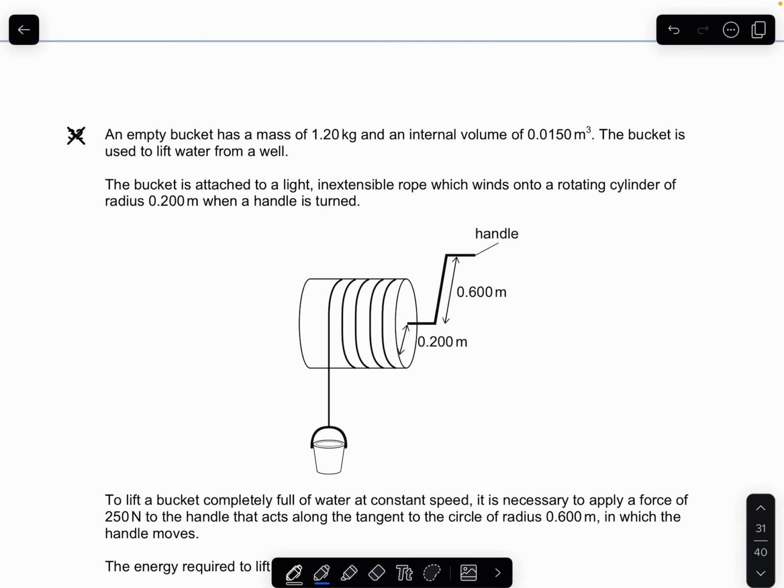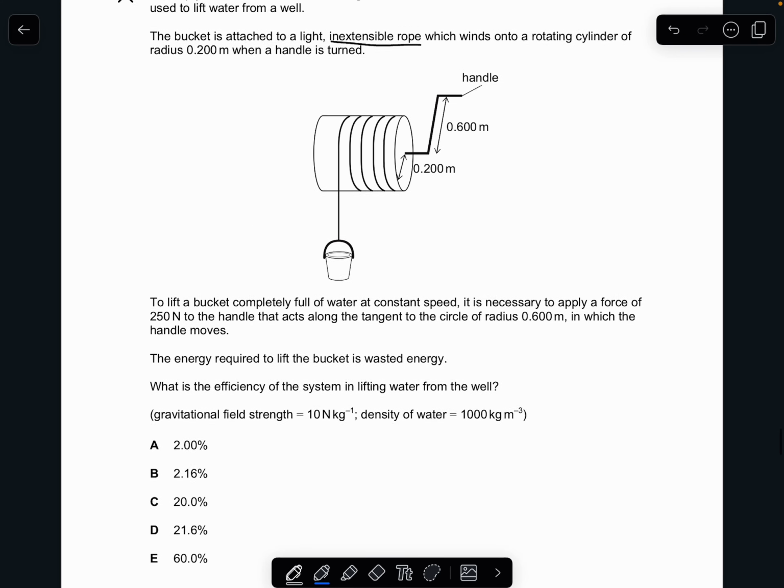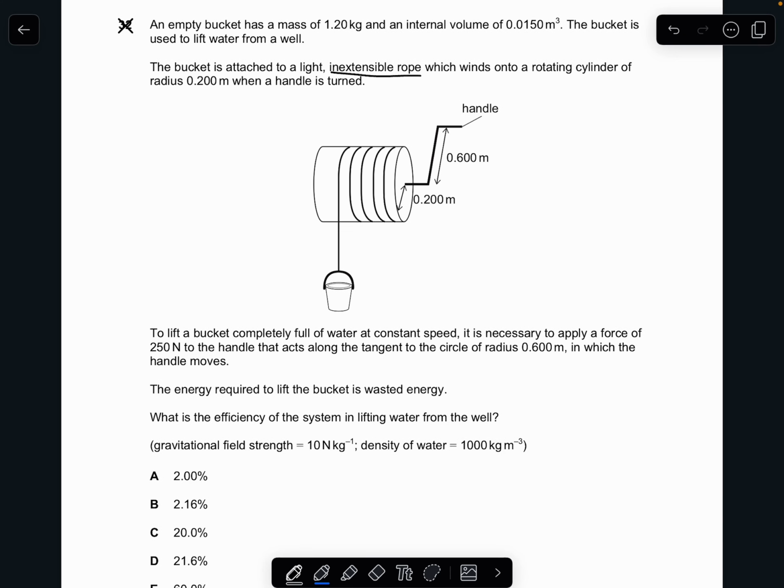An empty bucket has a mass of 1.2 kilograms and an internal volume of this, and an inextensible lift completely full of water. Apply a force of this, okay.